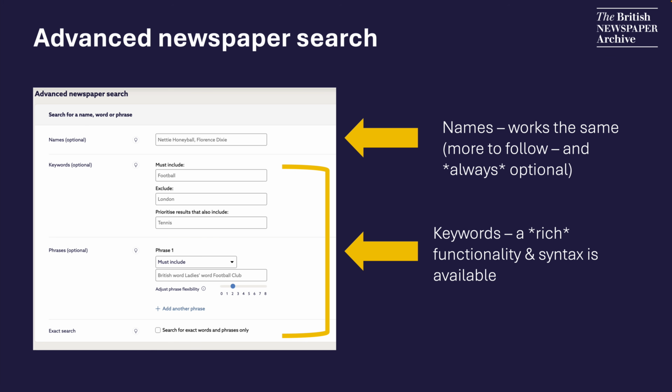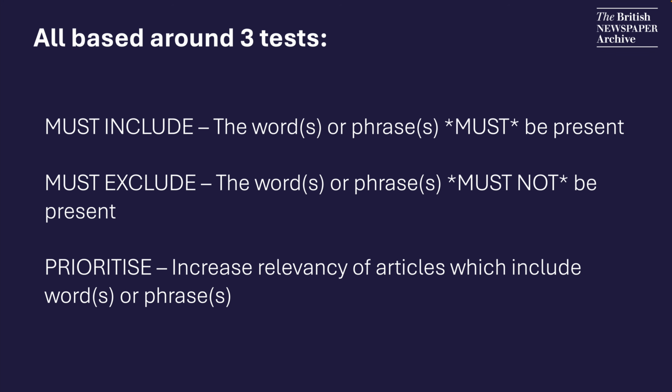That's fine. Keywords. Here you'll see fields: must include, exclude, and prioritize results that include. And then on phrases, you have the same options: must include, must exclude, or prioritize a result that includes. With those phrases, you can add in a degree of phrase flex per phrase, and you can add in multiple phrases. I'll come to that in a second.